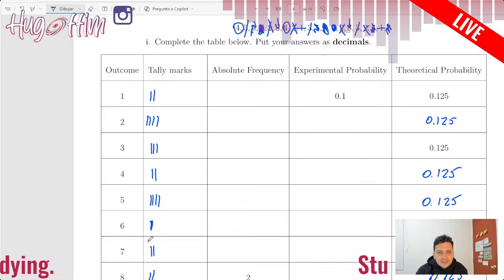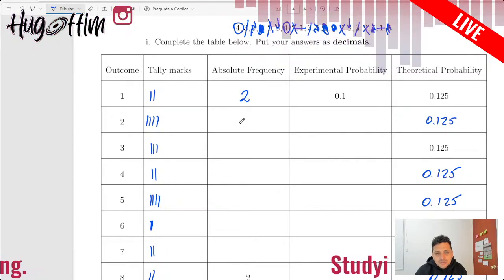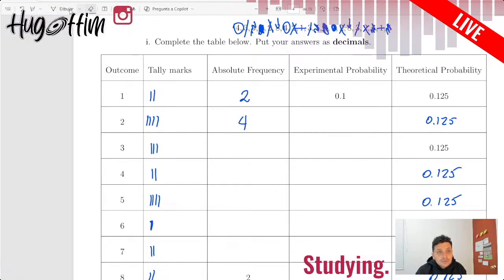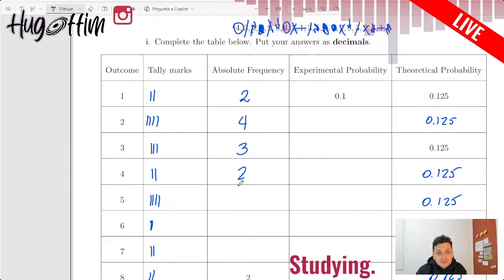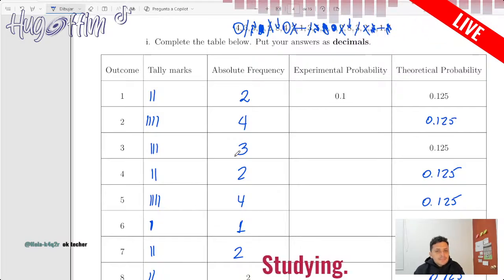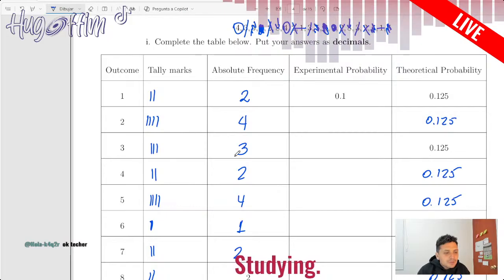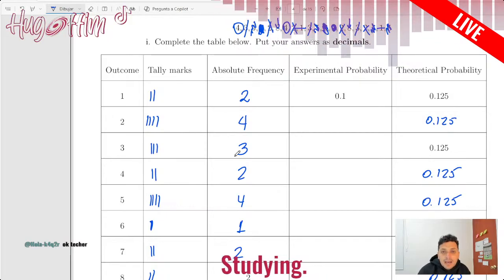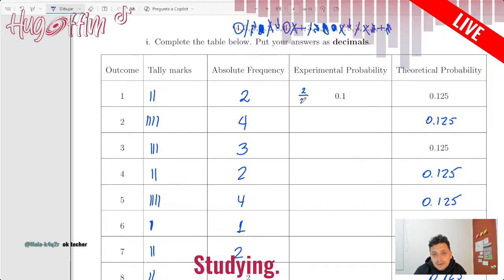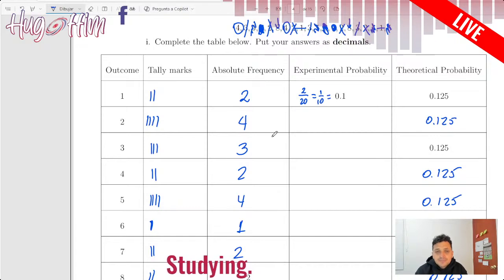Okay, so as you can see, here absolute frequency is just convert the tally marks into numbers, so it's going to be 2, 4, 3. I was about to put 4, but it's 3, 2, 4, 1, 2, and 2. And the experimental probability is just the absolute frequency divided by the number of trials. So for example, this 0.1 must come from 2 divided by 20. If I simplify it, it is 1 over 10, which is 0.1.